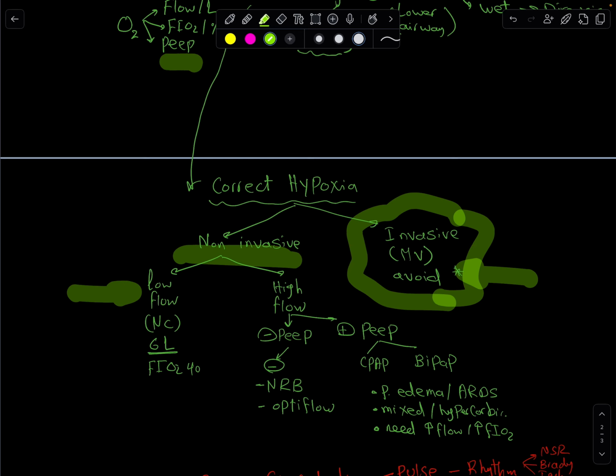Without pressure, we have the non-rebreather and the OptiFlow. Those are the common ones. There are different systems, like the face mask and the Venturi mask, but these are the most common that most hospitals use. So we have the non-rebreather mask and the OptiFlow. I put both as without PEEP or without pressure, but some people can debate if OptiFlow can give some pressure, like 5 millimeters of mercury. It's a very small, low pressure that the OptiFlow can give.